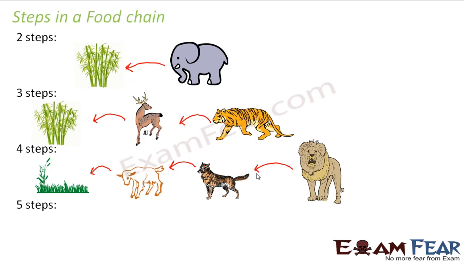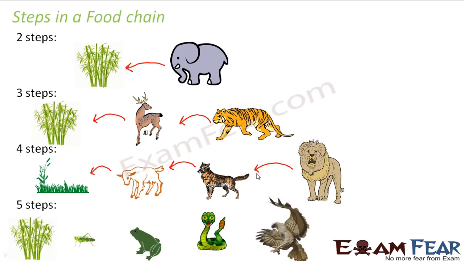Similarly, you can have a food chain with 5 steps as well. For example, you have the grasses which are eaten by the grasshoppers. The frogs feed on the grasshoppers. Snakes feed on the frogs. And the hawk feeds on the snakes. So you see the number of steps keep increasing, right? So when I talk of food chain, it is not necessary that it has to involve only 1 or 2 organisms. It can involve many organisms as well. But generally it is seen that a food chain consists of 3 to 4 levels, not more than that. Now why so? That we will talk about as we go ahead with this topic.